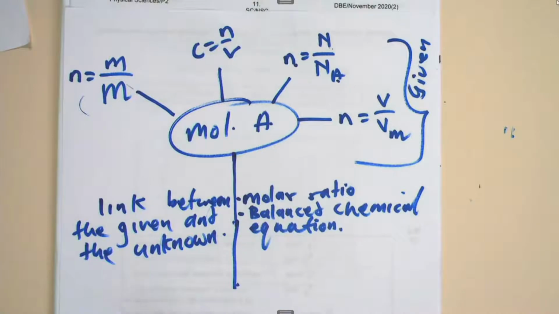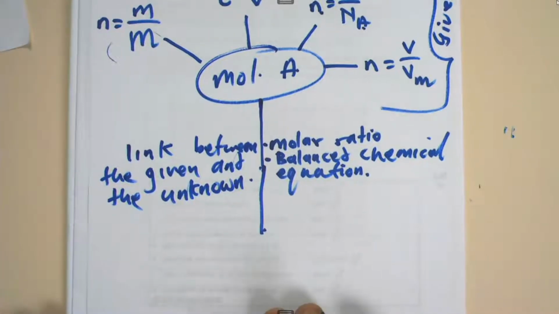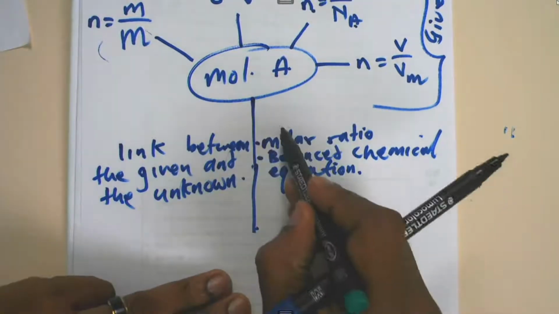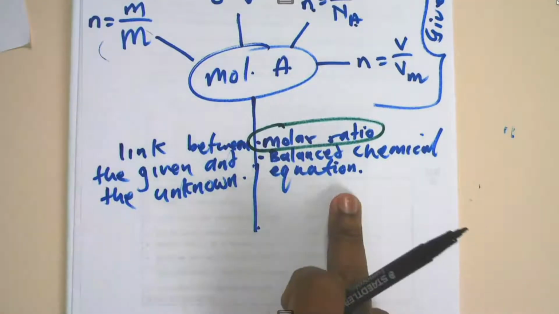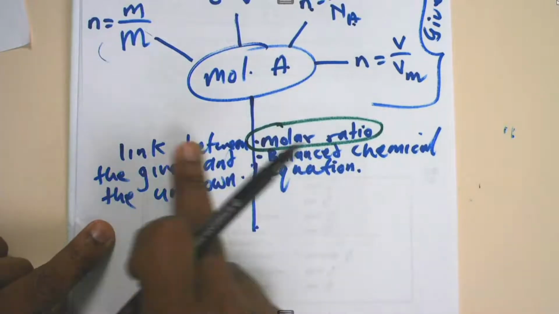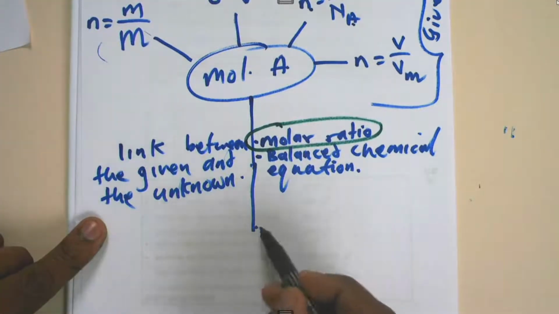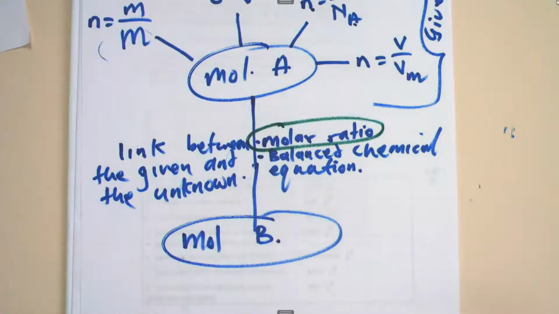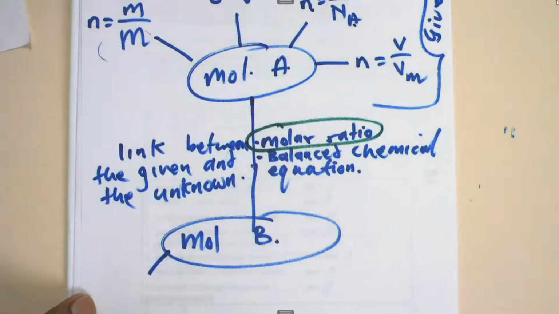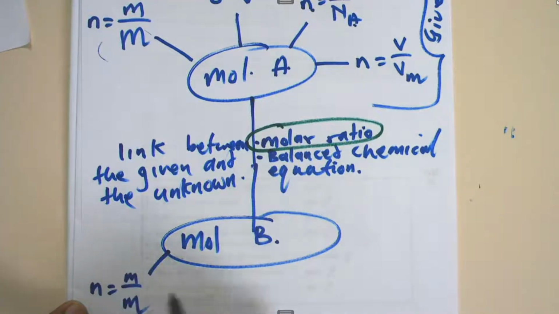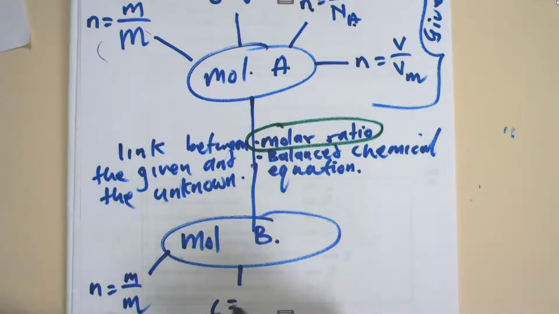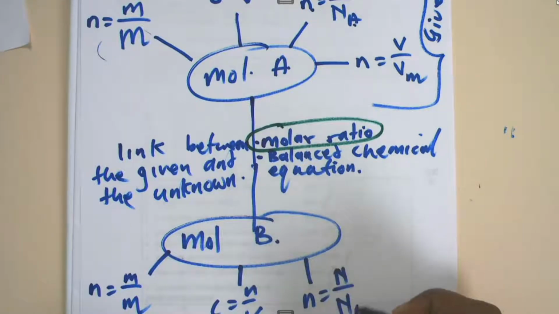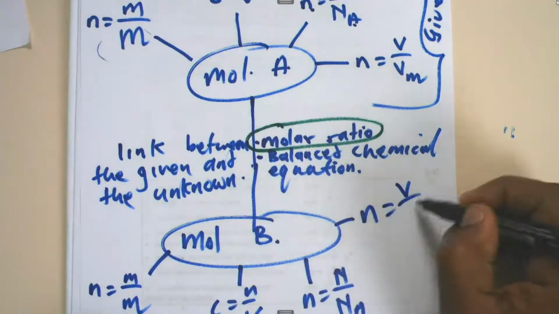So for me to link what is asked as well as the information that is given, I am going to use my molar ratio. The molar ratio is the one that I use from the balanced chemical equation in order to link between the given and the unknown. Then I can say I will get the number of moles of B. But what can I do with the number of moles of B? I can go back to calculating the mass, calculating the concentration or the volume, calculating the number of particles, as well as the volume thereof.